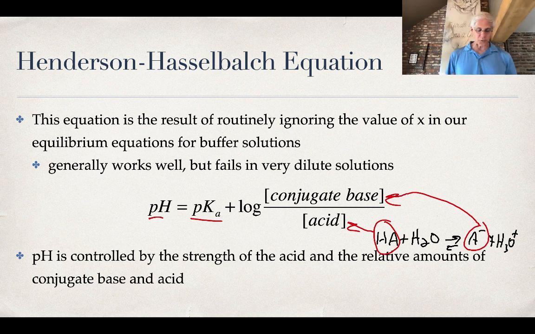So what does this really mean? It means that the pH of the buffer is controlled by two different things. It's controlled primarily by the strength of the acid right here, that pKa. And then it gets adjusted a little bit by the relative amounts of the conjugate base and the acid that are present in the solution.